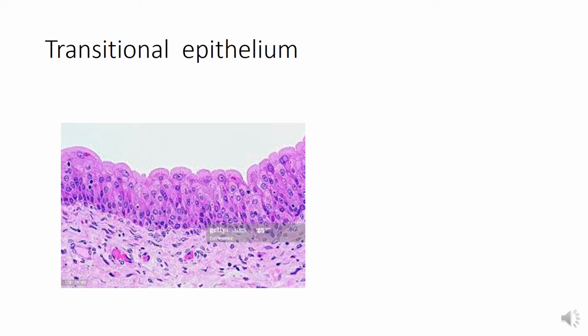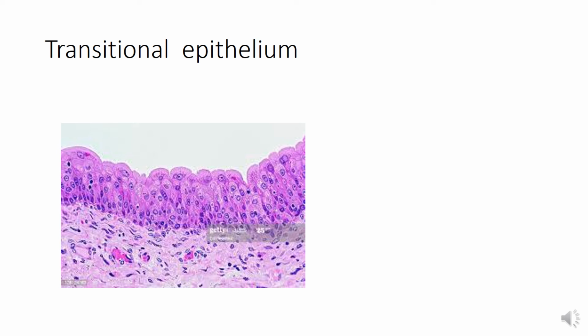Now we come to its features. It is also known as urothelium, and it is specially designed to withstand stretch produced by the distension of the urinary passages due to the collection and storage of urine until it is voided. Transitional epithelium is also specialized to prevent the diffusion of urine back into the tissues of the urinary tract and therefore into the bloodstream.